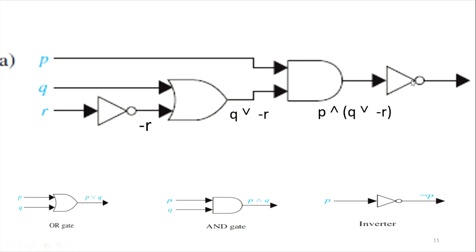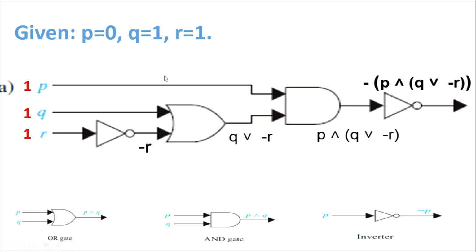And last, this is an inverter, so we'll just negate this. So we have this negation of this whole expression. Therefore, this is the output of this combinatorial circuit. Now, what if we have this?